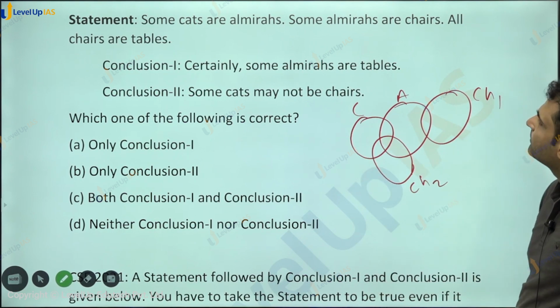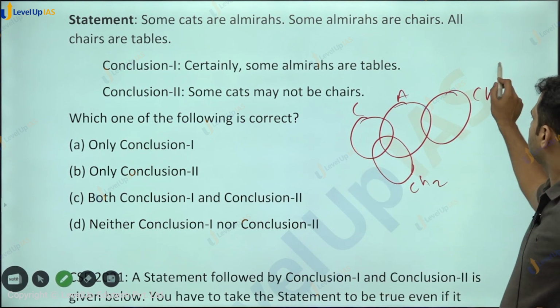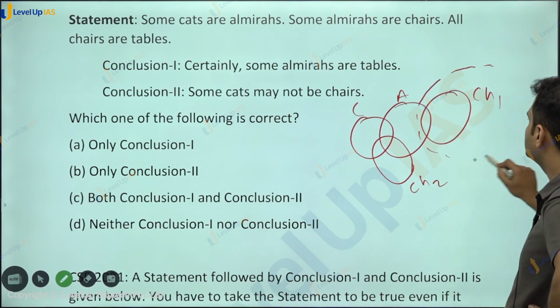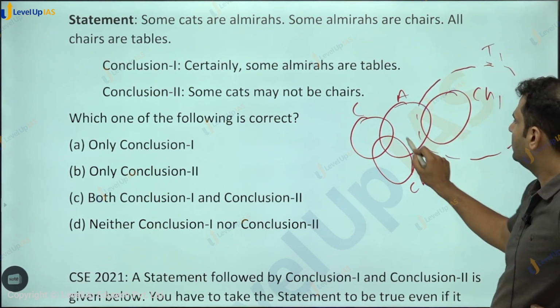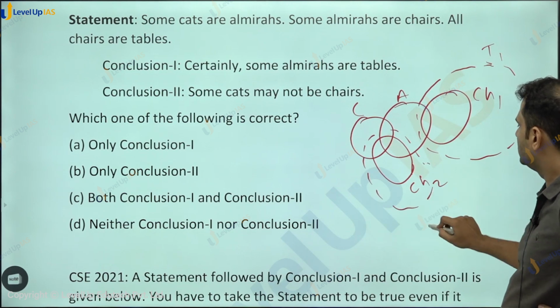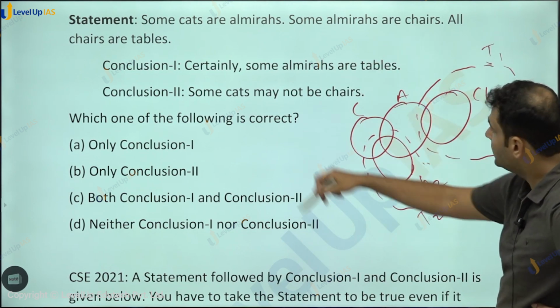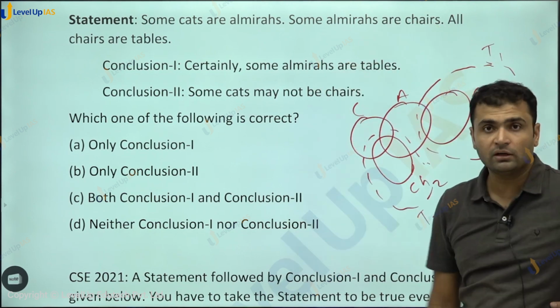Then what else? All chairs are tables. So we can have tables like this, tables 1. We can have tables like this. Or these tables can go totally outside everything and include all the others.